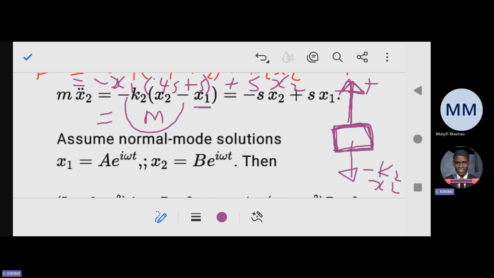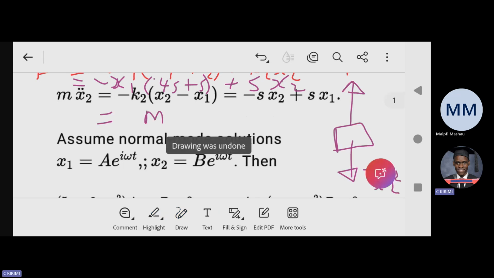But on top, we included K2, remember? We included K2 because it was pulling down. All right, so now when you set up that equation, it can be written like this, which means I can also write it like this.